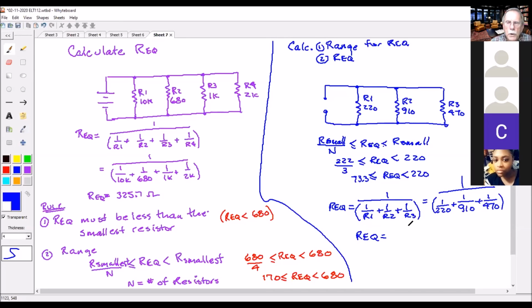So I come up with 128.7 ohms. And that does indeed fall into my expected range of between 73 and 220. So I would buy that as an answer that I'll write down. Okay, any questions on either finding the range or calculating REQ?